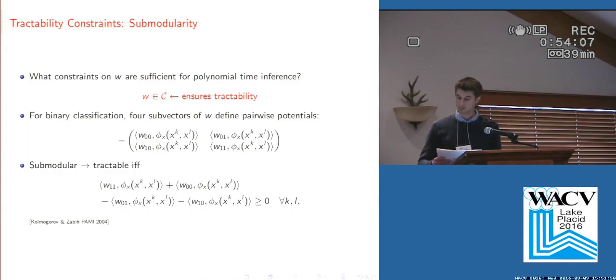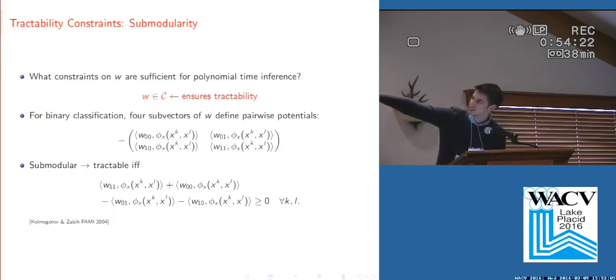So, as I said, for a structured output problem, you need to enforce constraints on model parameters to ensure tractability during inference. And Kolmogorov and Zabih have shown that the inference problem is tractable only if the pairwise potentials in a CRF are submodular. That's the last equation that you see here.